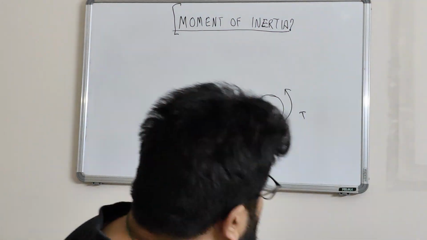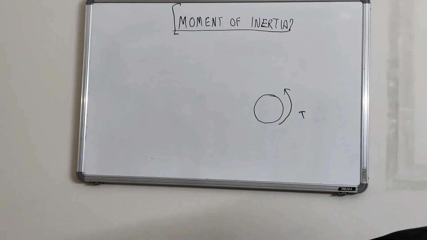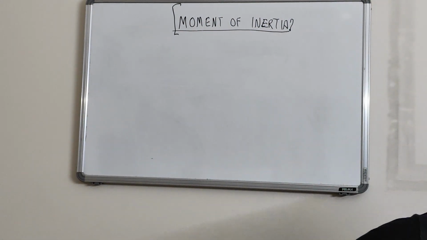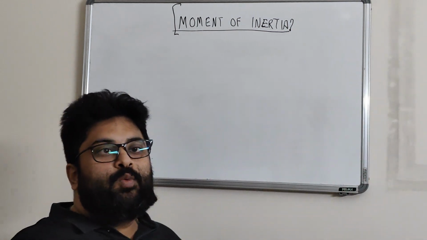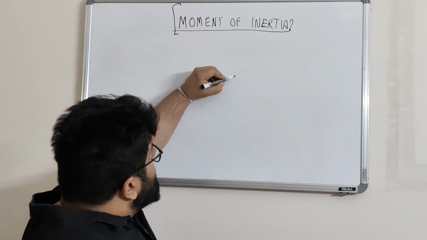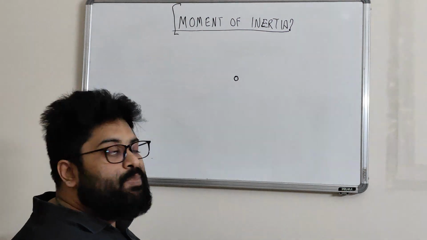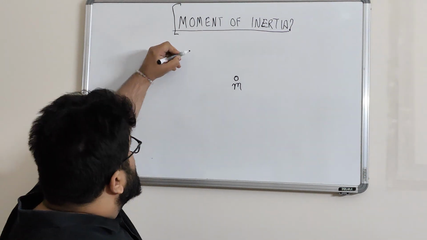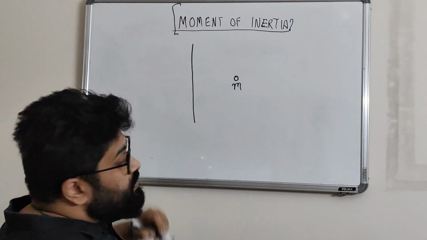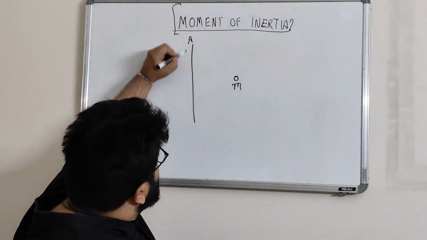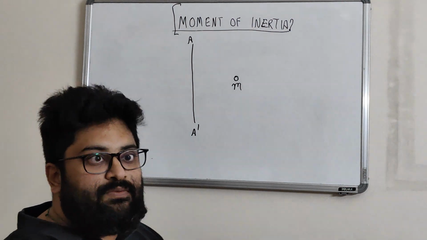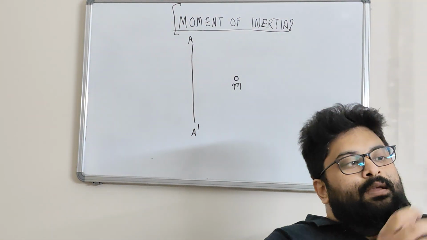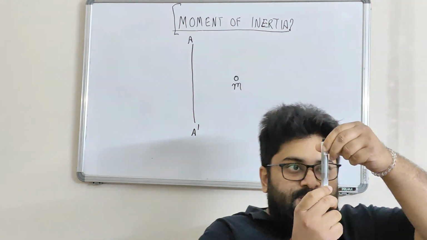Okay. So imagine, now in physics we always start from smaller systems, right? So if we talk about moment of inertia, imagine you have a particle, right? It has mass m, okay? And the axis of rotation is right here. Let's call it A and A dash. Okay, this is the axis of rotation. What that means? So imagine this is that cup right now, and it's rotating like this.